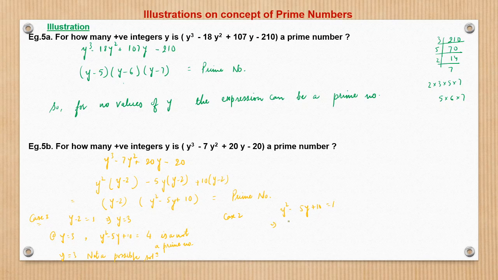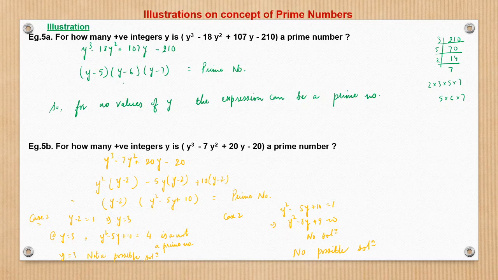So here it becomes y square minus 5y plus 9 equal to 0. Do we have any solution to this? The discriminant is 25 minus 36, negative. So for no value of y would this expression be 0. So again, no solution here. Both the cases do not give any possible solution of y. So therefore here also no possible solution.